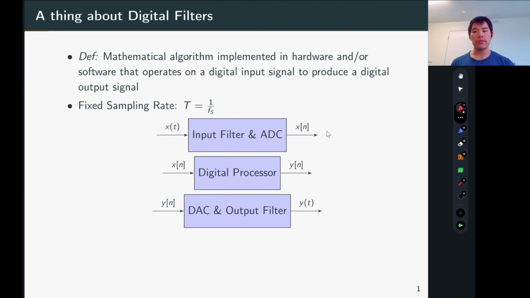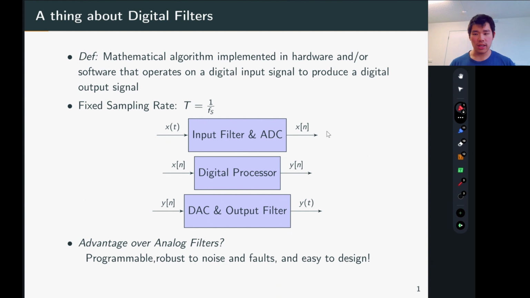So here's the rough diagram of what's happening. We have a continuous time signal. We want to apply an analog to digital converter to get the discretized version of the signal x of n, and we run that through the digital processor. This is where the digital filter comes in to get the y of n, and then to get to the y of t, we run a digital to analog converter.